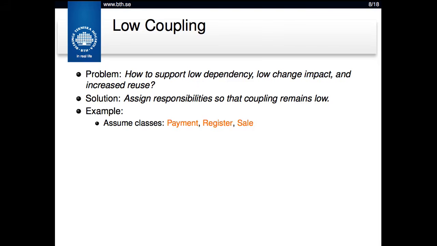Low coupling is one of those principles that we strive after when we do an object-oriented design. On one side, we want to have the right objects connected to each other. On the other hand, we don't want unrelated objects to be connected to each other. We want to have as few connections as possible.